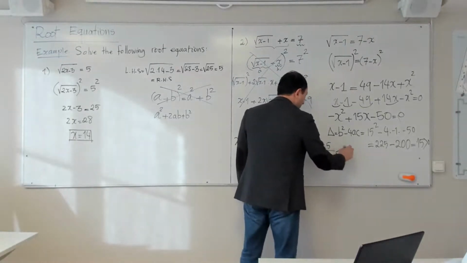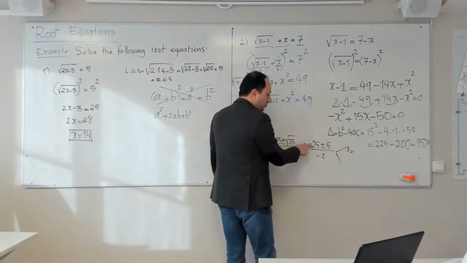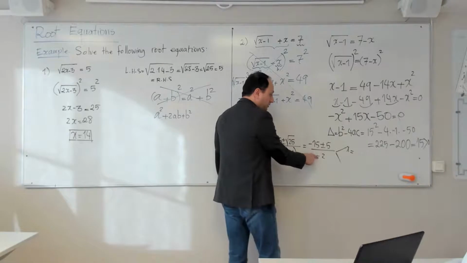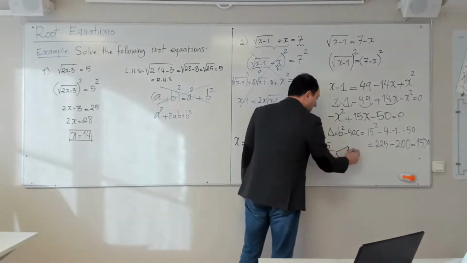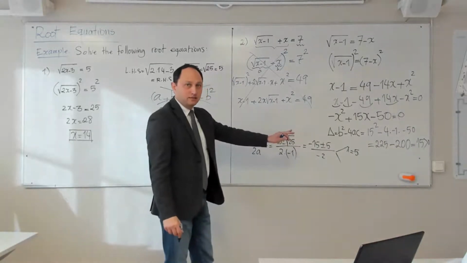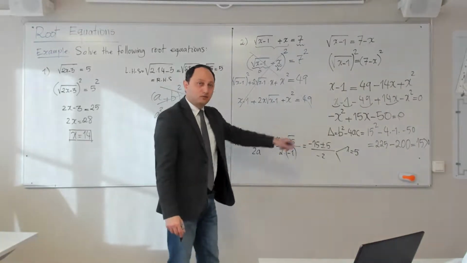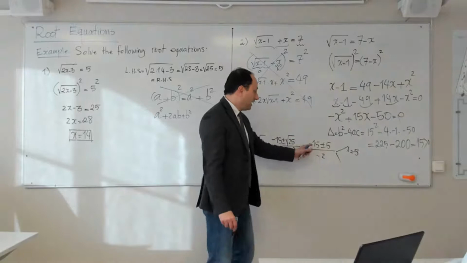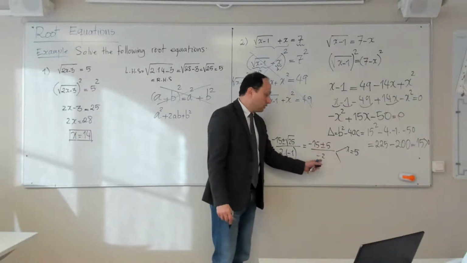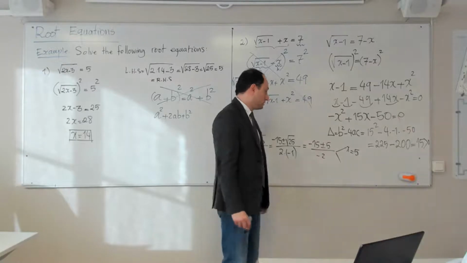Either my root is, let us do it in our head, yes? Minus 15, positive 5 is negative 10. Negative 10 divided by negative 2 is positive 5. But don't put it in the box yet, because it might be that is a root, or false root is better. And then minus 15 minus 5 is minus 20, divided by minus 2 is positive 10.